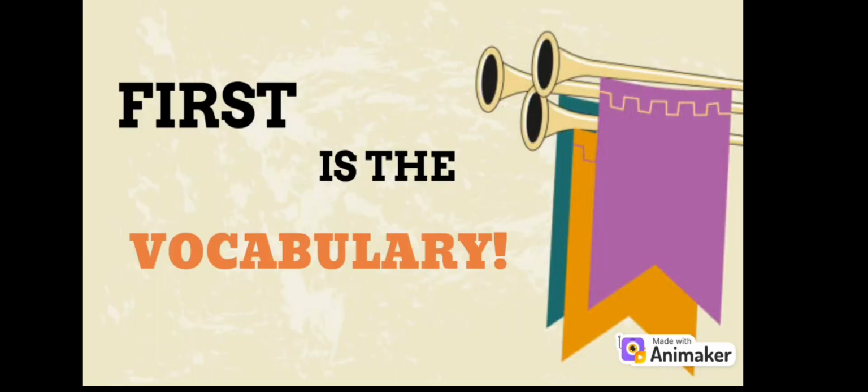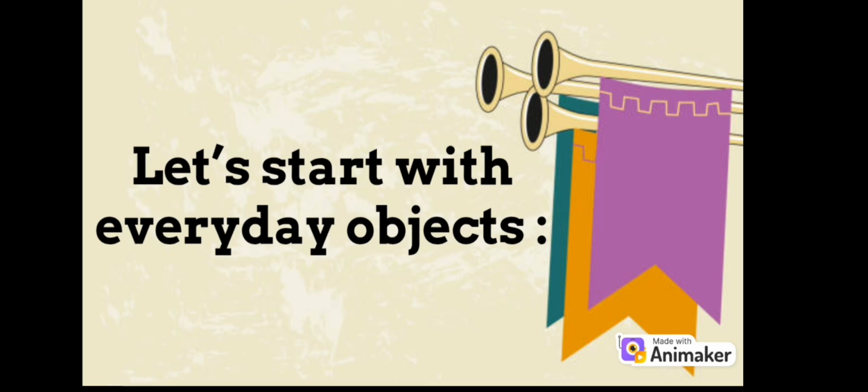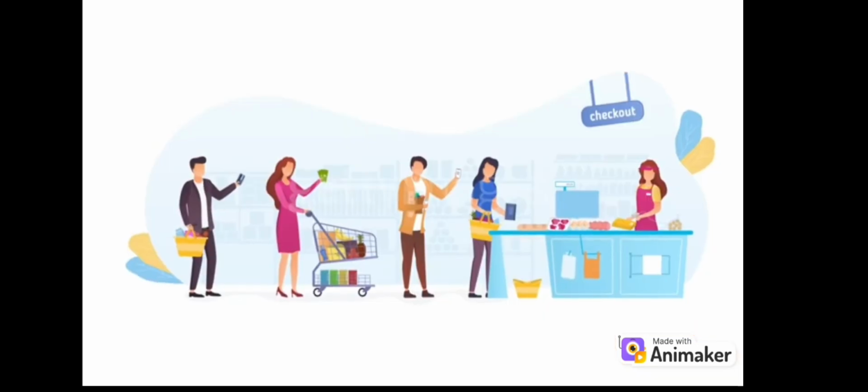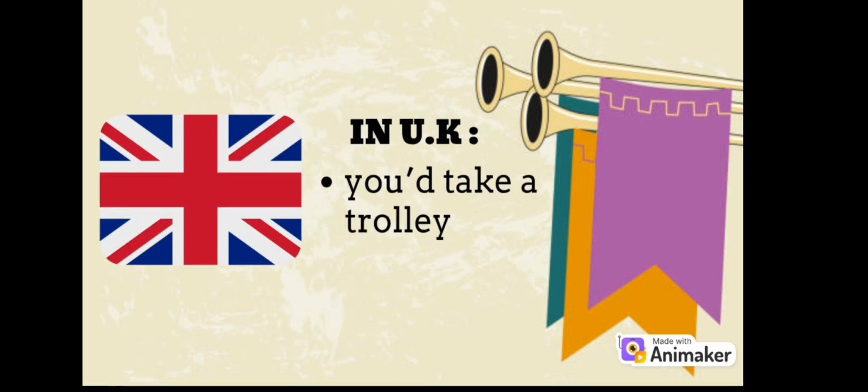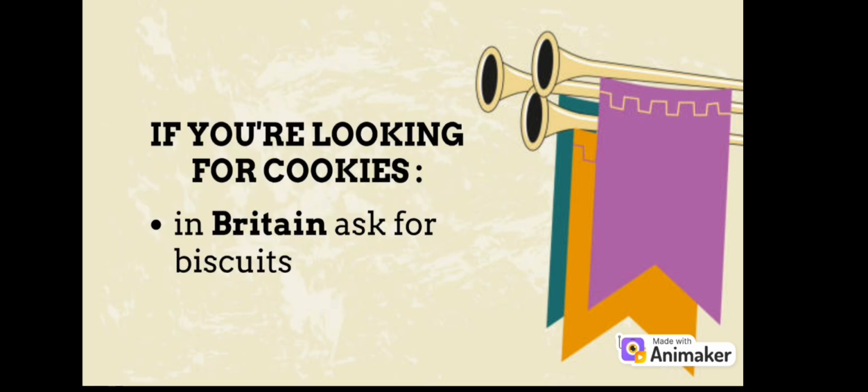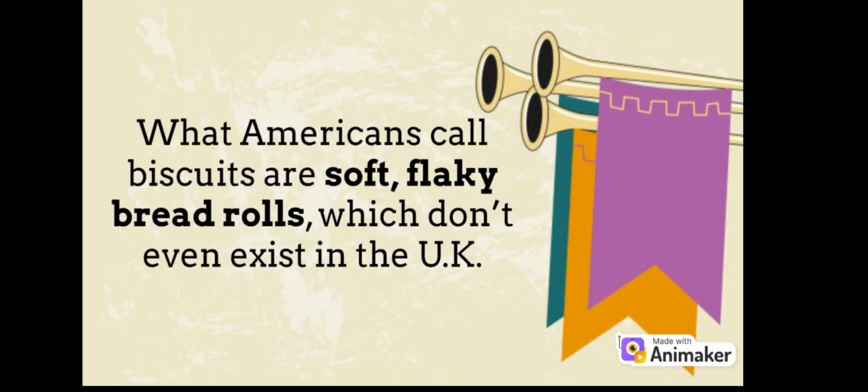First is the vocabulary. Let's start with everyday objects. Imagine you're shopping for groceries. In the US, you'd grab a shopping cart, but in the UK, you'd take a trolley. Same wheels, different names. And if you're looking for cookies, don't call them cookies in Britain, ask for biscuits. But here's the twist. What Americans call biscuits are soft, flaky bread rolls, which don't even exist in the UK.